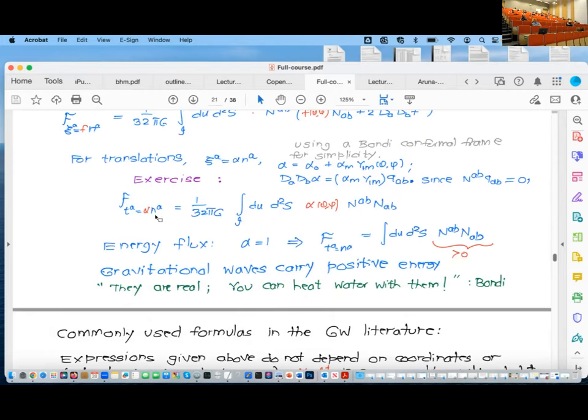If you have a time translation, then alpha is always positive. And in fact, in this Bondi gauge, you can choose alpha equal to 1, and that would be a pure time translation. And then the energy is just given by N_AB N^AB, and it is positive definite. So this was a big first triumph that, in fact, gravitational waves carry energy, and that energy is actually positive.